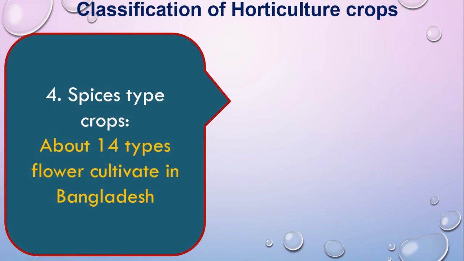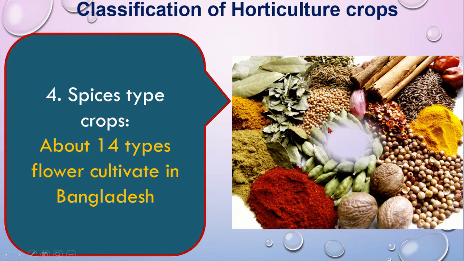Spices type crops, that means all types of spices are horticulture crop. In our country, about 14 types of spices are cultivated, which, you see, are cardamom, cinnamon, garlic, chili, turmeric, etc.